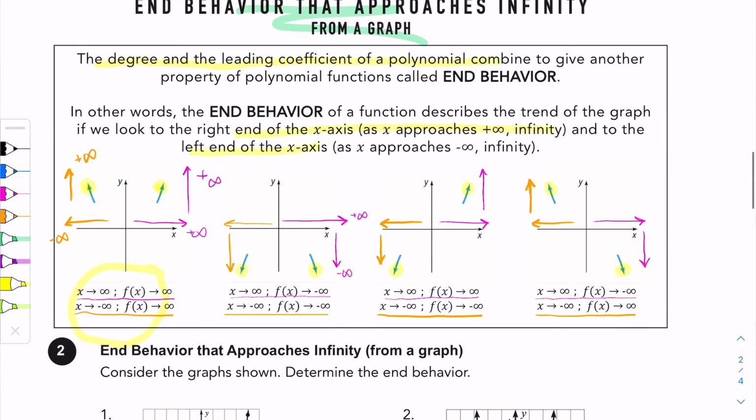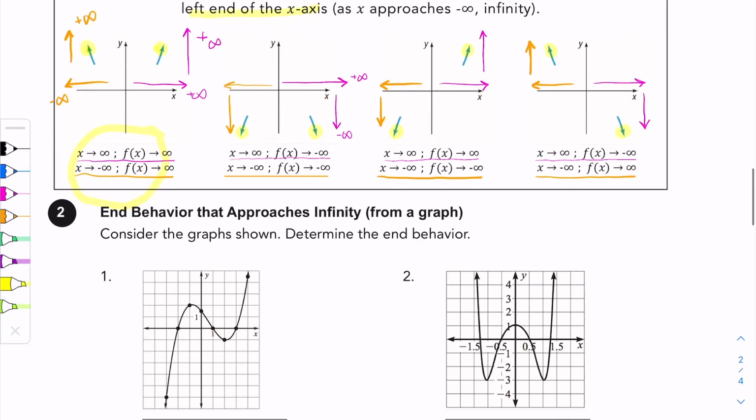All right, here's our 4 cases from the graph. When doing end behavior, you're just matching. So take a look at the graphs I gave you in the example, figure out which one of these graphs it goes best with, and that's your end behavior.